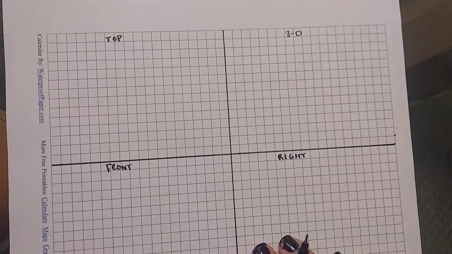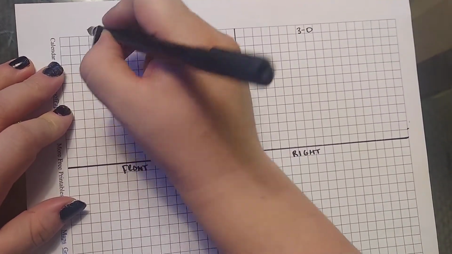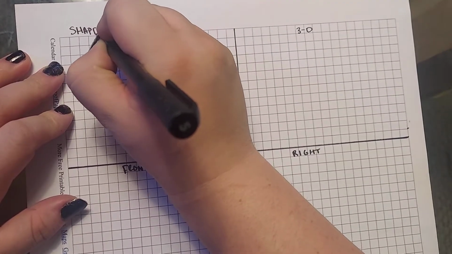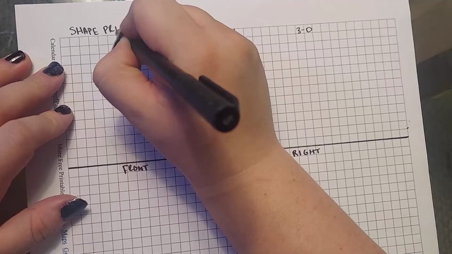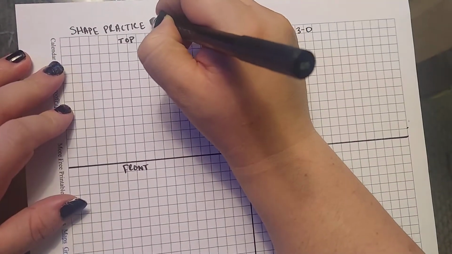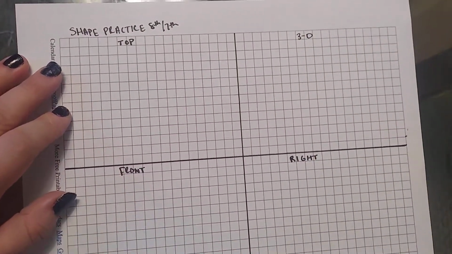The next step is that we need to put a title for this one. You would put your last name and then put shape practice in all capital letters. And then your grade as well.